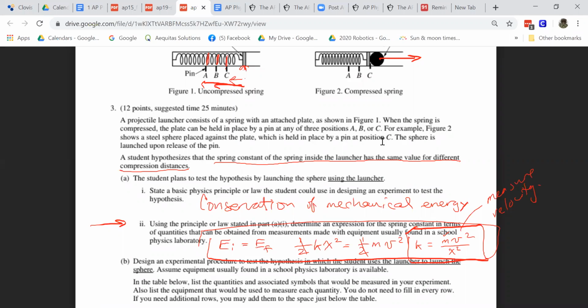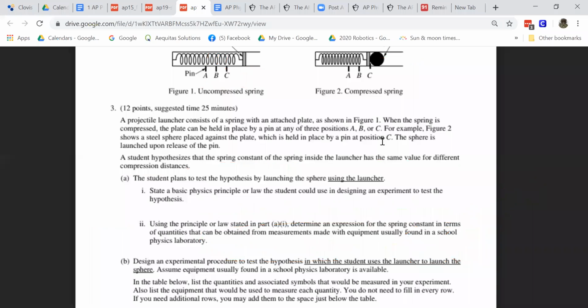Okay, so everybody good with part A? Any questions before we move on? Part A. And I'm glad to hear your voices, you guys. I like that. All right, let's do part B.